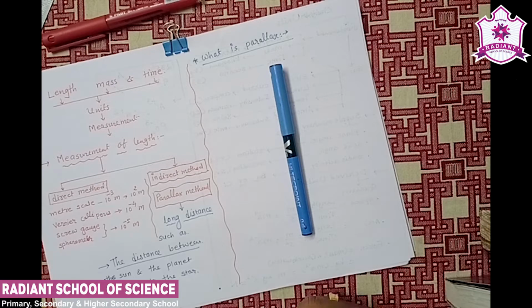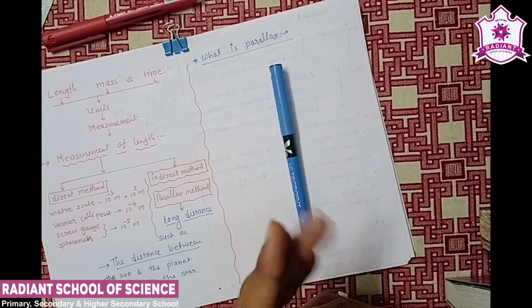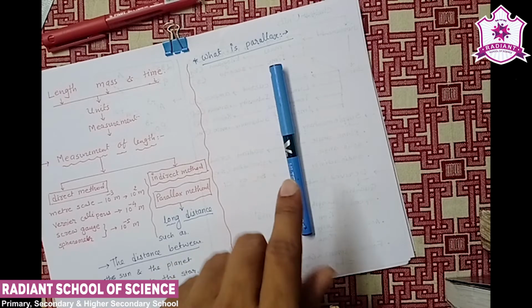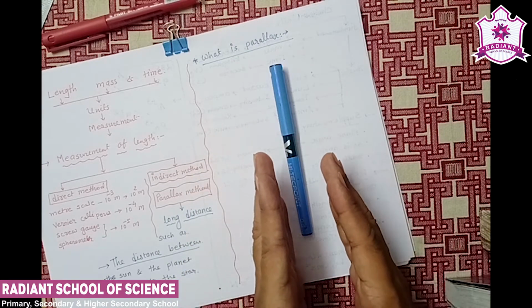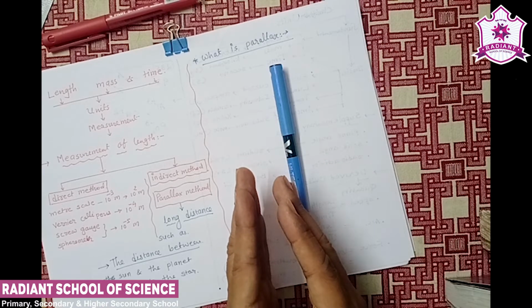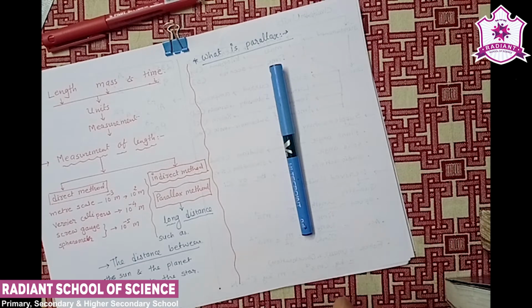Now you can find that the position of this pen changes with respect to this page. At some point you find that the pen is situated somewhere here, then you find that the pen is situated somewhere here. This change in our observation is due to the parallax method. So ultimately it is called the parallax method, in which we notice that the position of the pen seems to change with respect to the point on the page.